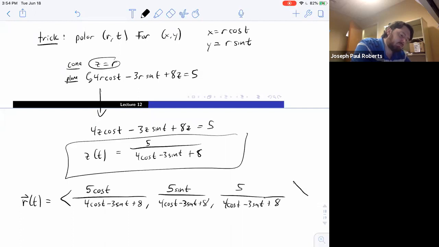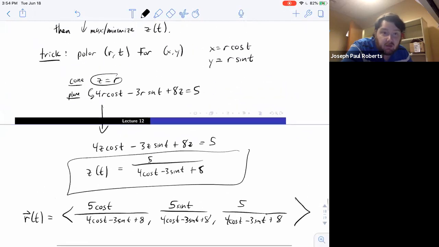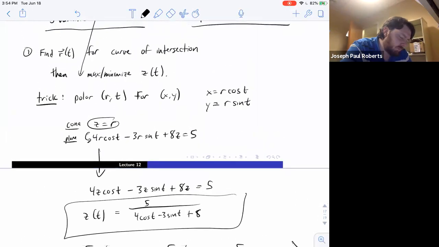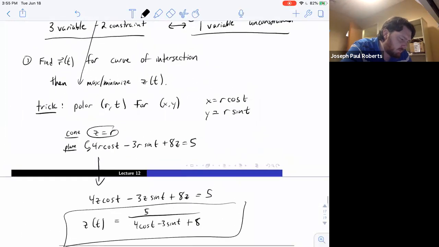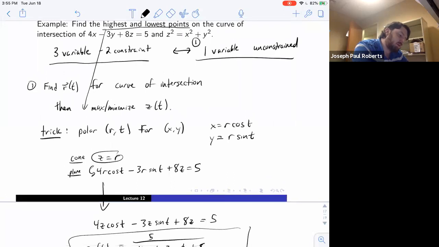Anyway, this is pretty tricky. I had to think about it for a moment. But for those of you who got lost and couldn't follow what I was doing right here, it goes to show you that finding r of t for the curve of intersection is harder than what we did in chapter 13. And also, it could be impossible.